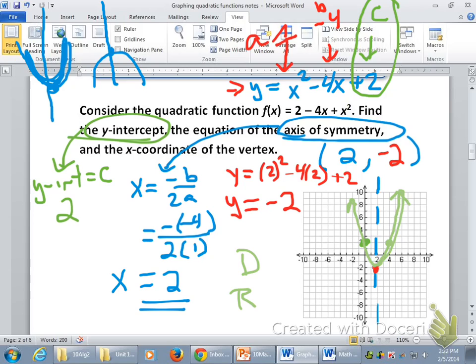I might always ask you about domain and range. What would the domain of this thing be? All real. Very good, all real numbers. And the range is every y greater than or equal to negative 2. It's the very bottom, that very minimum value, right? All right. Nice job.